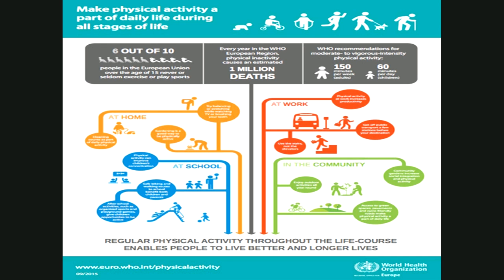Okay, we've got to think about exercise in 4 different areas. Okay, because 6 out of 10 people in the UK are not getting enough exercise. That's unacceptable. So we need, 1 million deaths per year, okay, are preventable if we were to do more physical activity. Okay, so we've got to think about what's going on in the home, what's going on at school or the university, what's going on at work, and what's going on in the community.